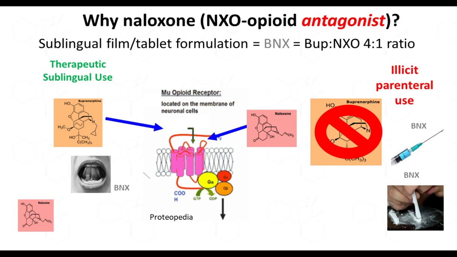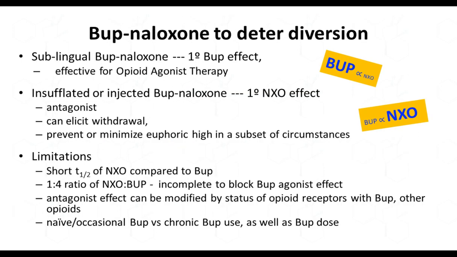Whereas the buprenorphine has sufficient systemic bioavailability to circulate, bind to opioid receptors, and deliver the desired therapeutic effect. However, if the tablet or film is crushed up or dissolved in some manner so it can be injected or snorted, then there's much higher availability of the naloxone. And so systemically, it can bind to opioid receptors and block a potential buprenorphine effect that one might obtain from injection, that is the euphoric high that would be desired. So the idea behind a buprenorphine naloxone formulation is that it's going to deter diversion.